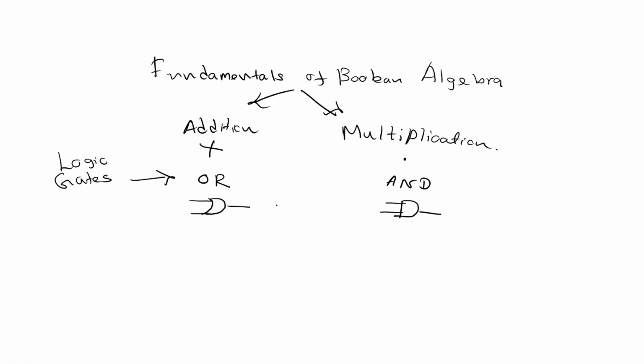So it's a bit difficult for me to draw here, but when you are drawing, remember for O, we have this curved line. And for AND, we have this straight line for this side.